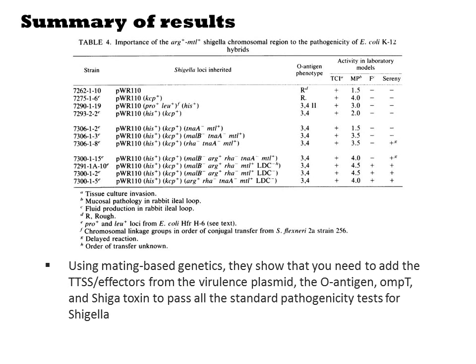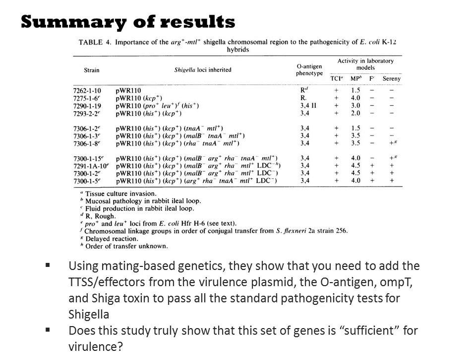Using mating-based genetics, they show that you need to add the type 3 secretion system and effectors from the virulence plasmid, the O antigen, OmpT, and Shiga toxin to pass all the standard pathogenicity tests for Shigella.